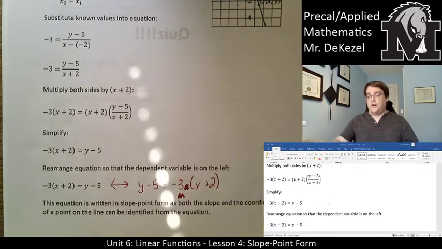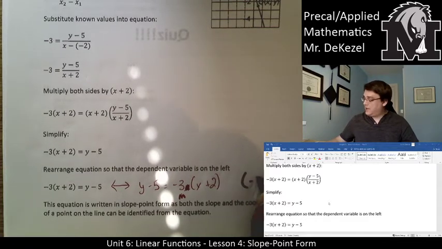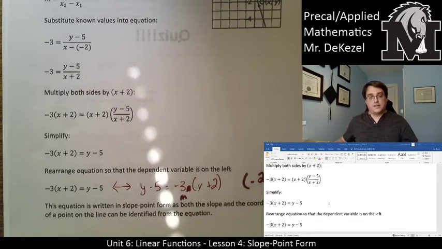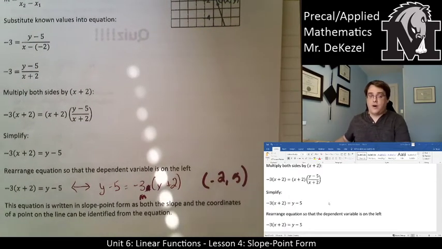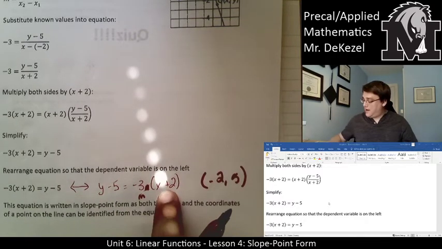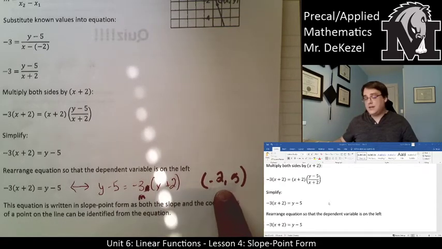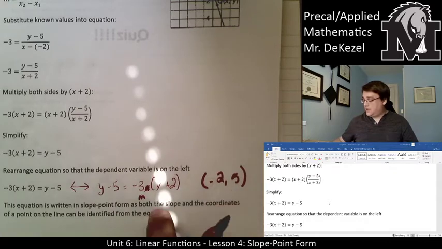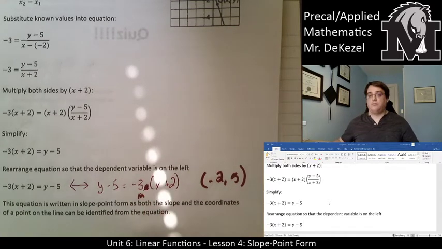If you remember, the point that we were given was negative 2, 5. You can see that the y value over here is negative 5, so that means that we have plus 5 here. The value of the term in the brackets with the x is plus 2, which means that the point is negative 2. We do not need to multiply this 3 through here when we're doing this form of the equation, because it shows us the point and the slope that we were given.